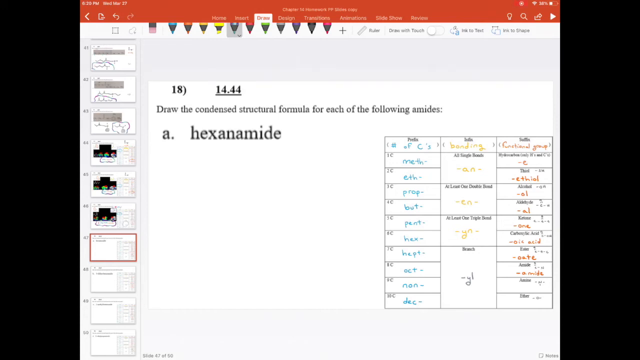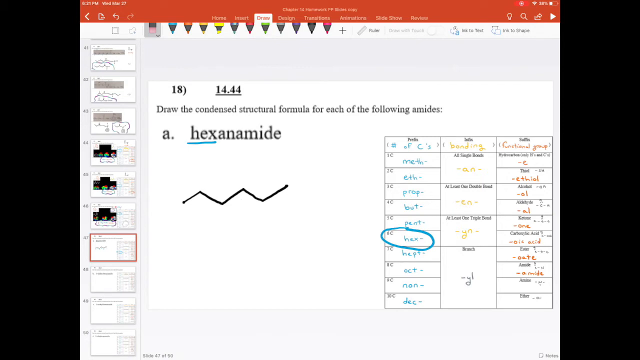In Chapter 14, Exercise 18, they're giving you the name of an amide, and they're asking you to draw the structure. So here, let's start with the backbone. The prefix is hex, and so we know we're going to have 6 carbons. So here's 1, 2, 3, 4, 5, 6. Okay, so that's our hex.